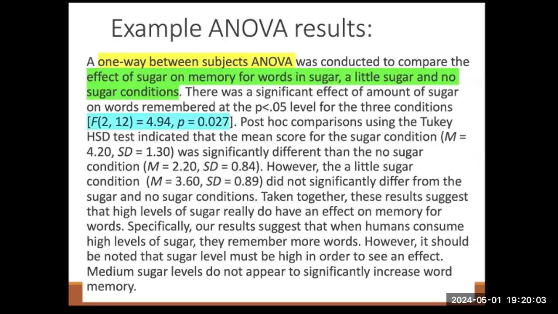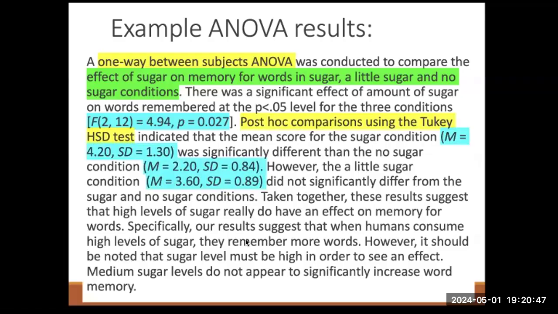F(2, 12) equals 4.94, P equals 0.0027. So F tells you it was an ANOVA. It's the F statistic, right? 2 and 12, that tells you the degrees of freedom. And it's actually between groups and within groups. And I'll show that explanation there. And then 4.94 is the value. And then, of course, the p-value indicates that it was significant. Look here in yellow, post-hoc comparisons using the Tukey HSD test. So that tells you the type of post-hoc test that was conducted to find out where the differences were. And here you go. It indicated the mean score for the sugar condition.